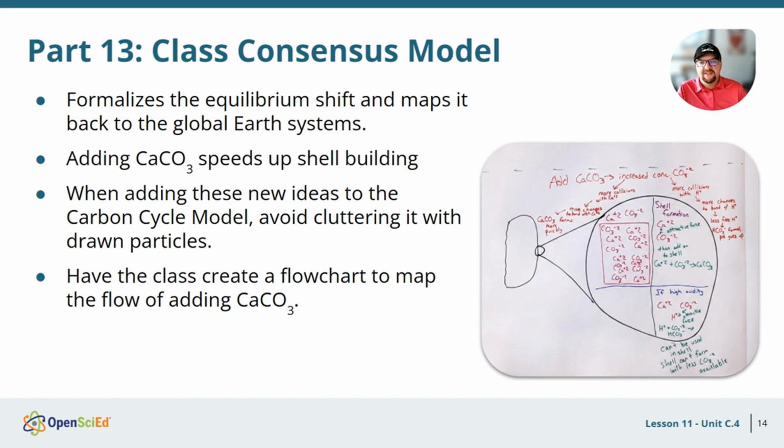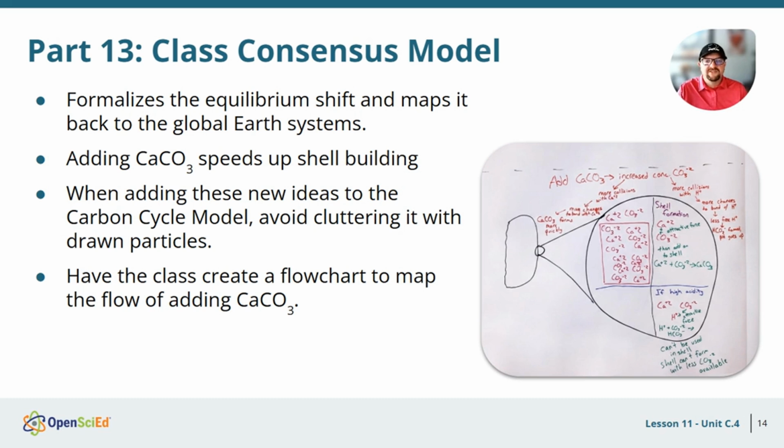For part 13, the class sits in a scientist's circle facing the main wall charts, synthesizing their card modeling to a unified consensus model. Students point back and forth between particle diagrams and large system diagrams as they agree on how calcium carbonate affects pH and shell growth. This moment matters because it formalizes the equilibrium shift and maps a local chemical intervention back onto global Earth systems. I watch to make sure students connect the small-scale particle shifts to the large-scale carbon cycle.